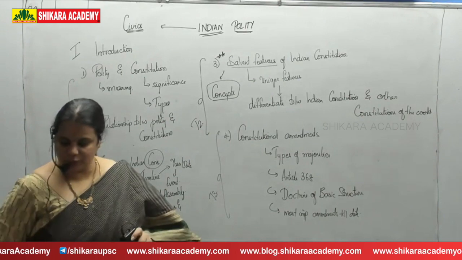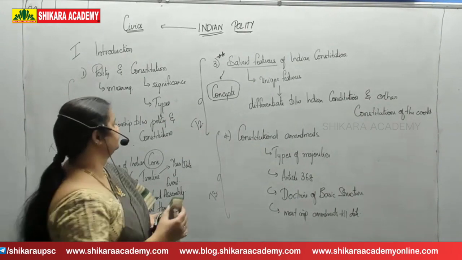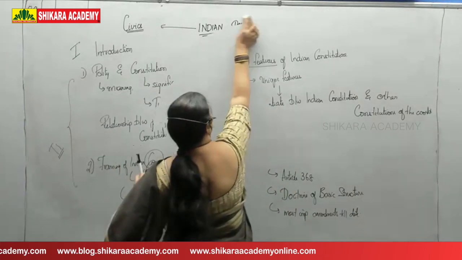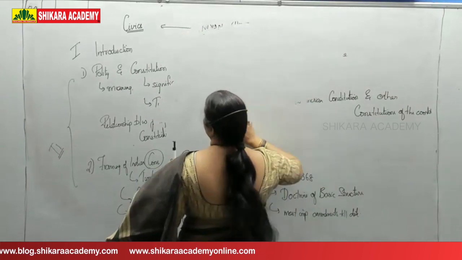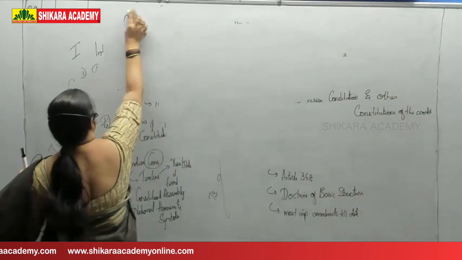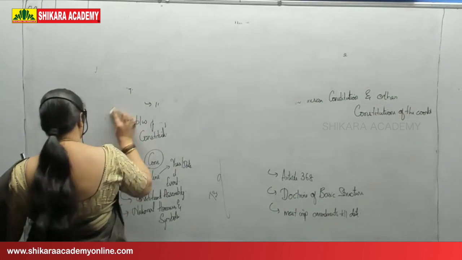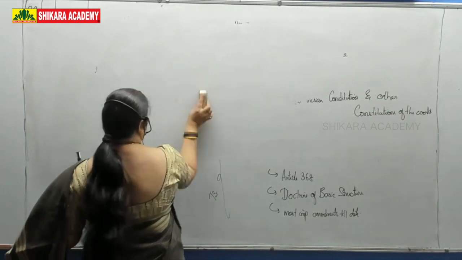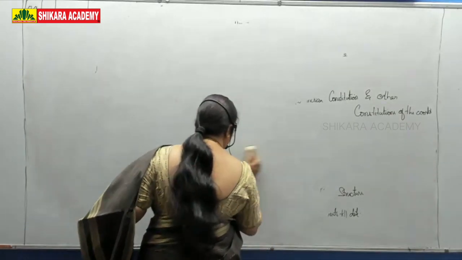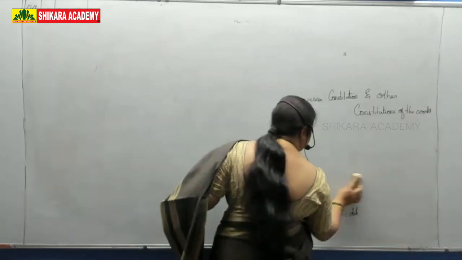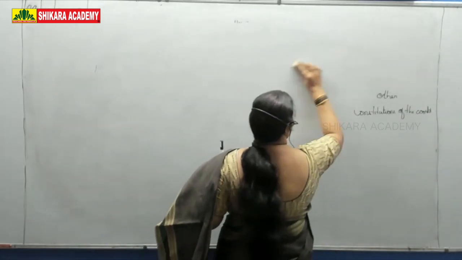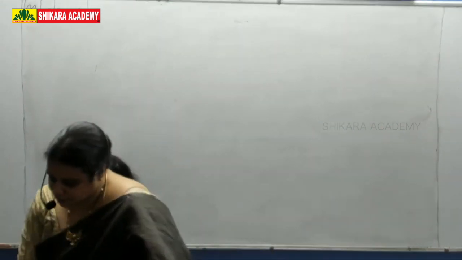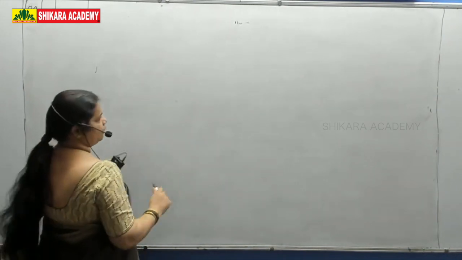Once we finish the introduction, we are going to move on to the philosophy of the constitution. What do we mean by philosophy of the constitution? Basically, whenever you do something, there should be a purpose for it. Whenever I write a book, there should be a purpose for it. Likewise, whenever you have a constitution, it should have some purpose. Meaning, what does it want to achieve?